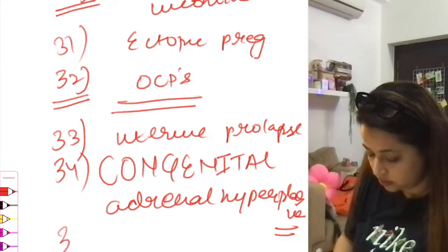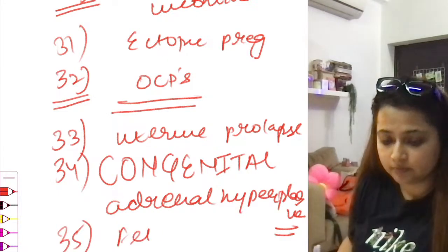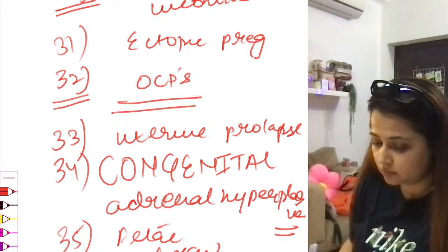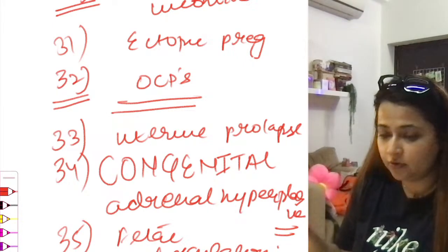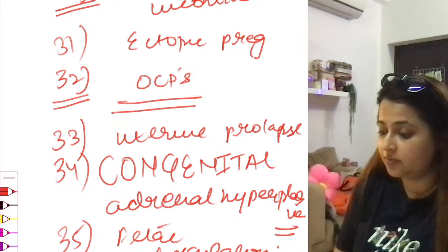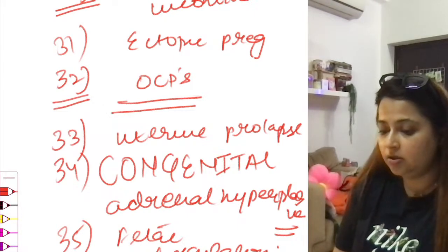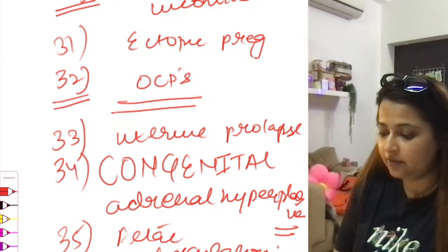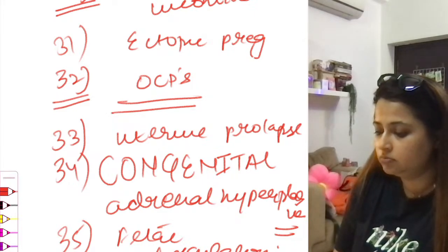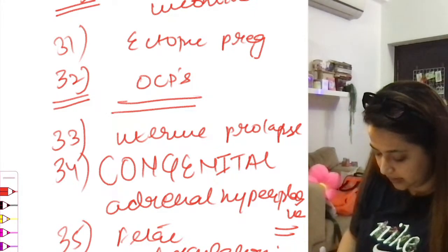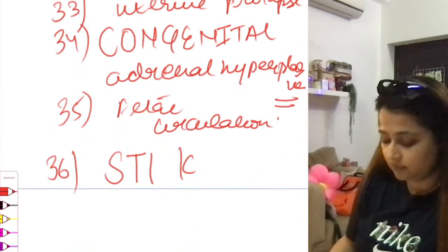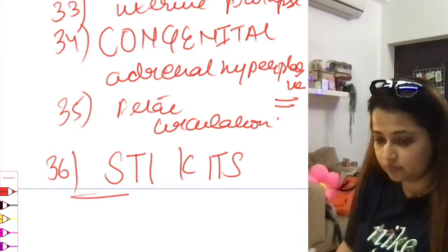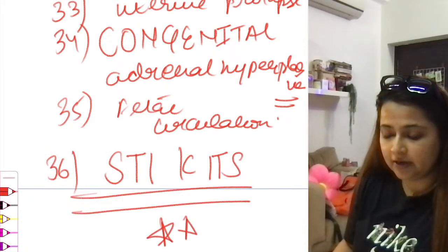Fetal circulation. Know about ductus venosus, foramen ovale, and all those concepts. The pictures, like the boot-shaped heart and all that, are very, very important. Then, last one for today, STI kits. Really important.